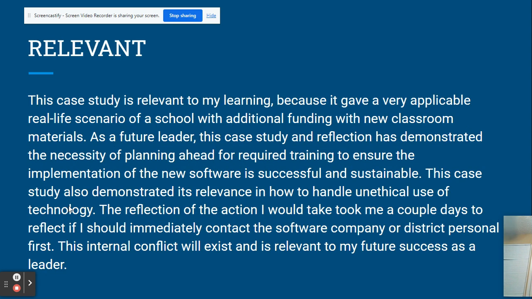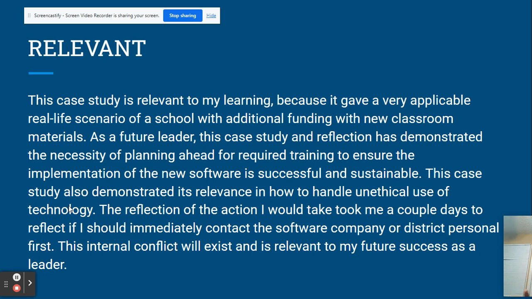So next is the relevance. This case study is relevant to my learning because it gave me a very applicable real life scenario with additional funding with new classroom material. As a future leader, this case study and reflection has demonstrated the necessity of planning ahead of required training to ensure the implementation of new software is successful and sustainable. This case study also demonstrated its relevance in how to handle an ethical use of technology.